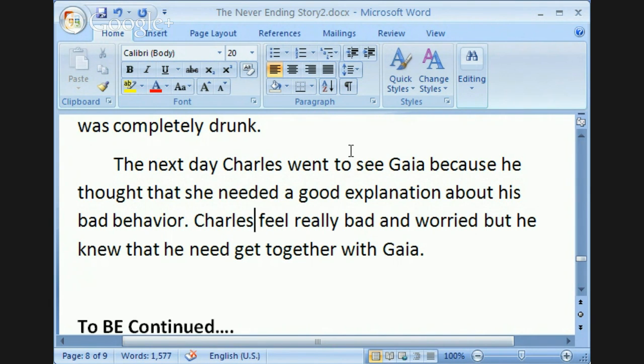Now it's past tense, right? Charles felt. That's right. So instead of feel, we need past tense, which is felt. Felt really bad and worried.